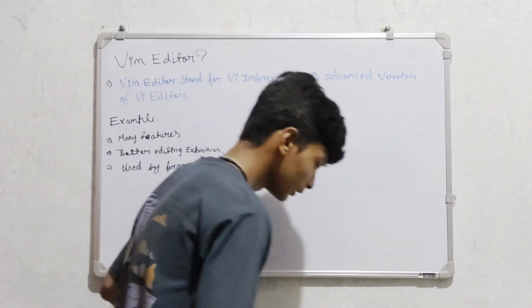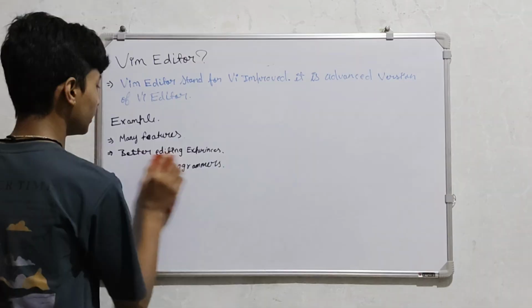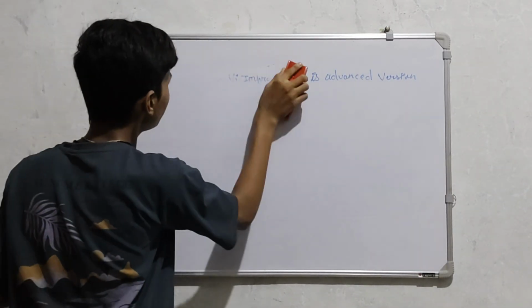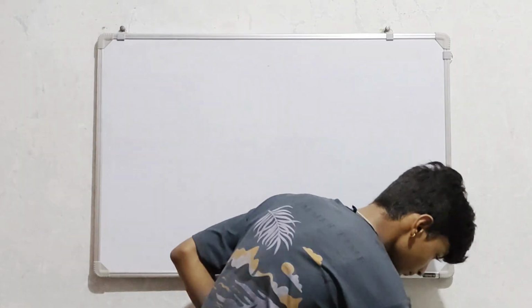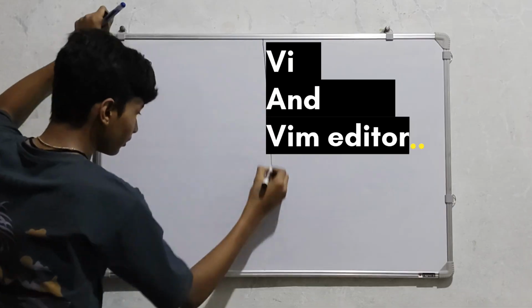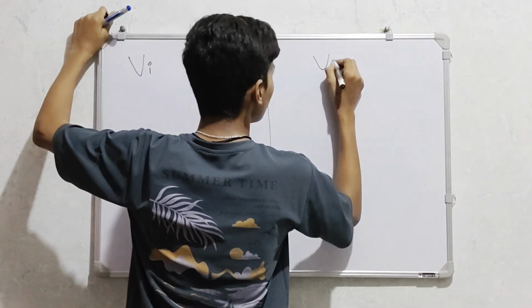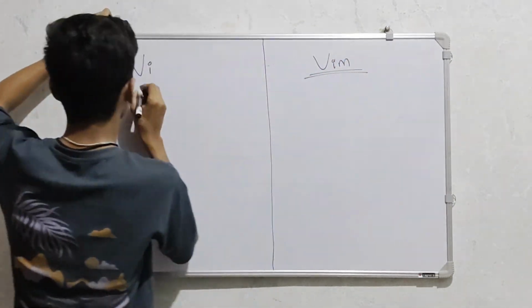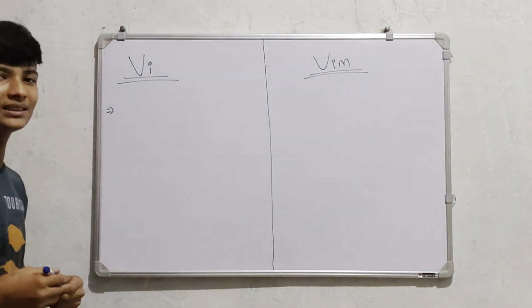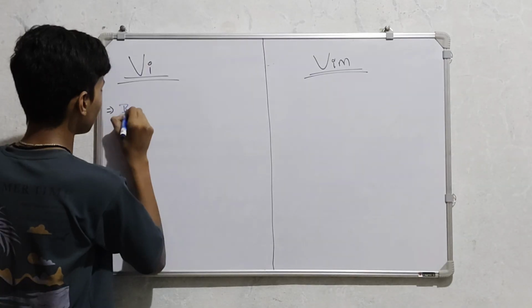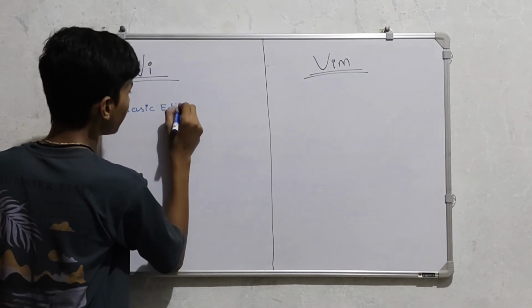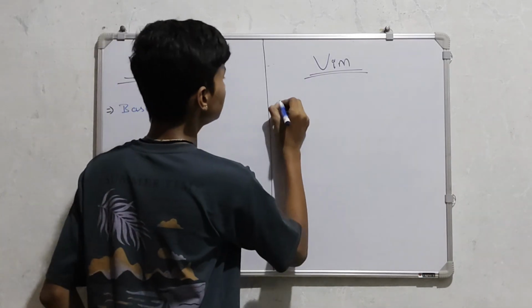Then next, difference between VI and Vim editor. One side, VI editor. Second side, Vim editor. So first, VI is the basic editor. Vim is an advanced editor.